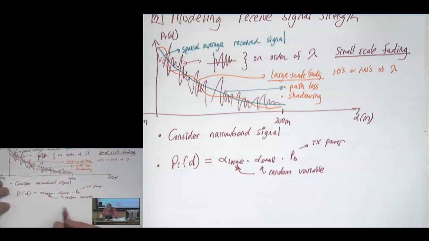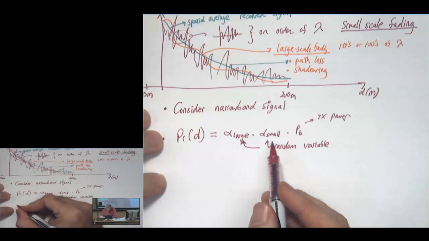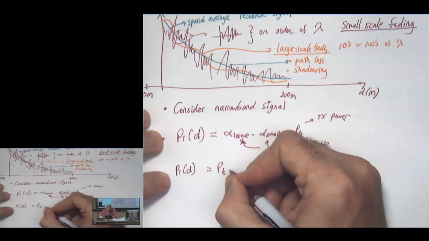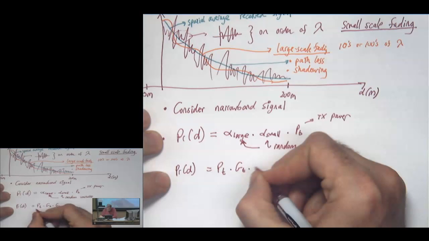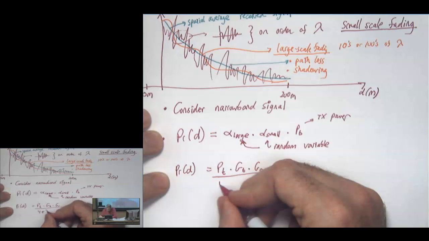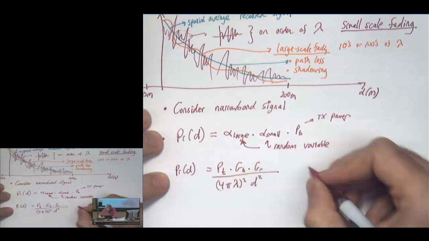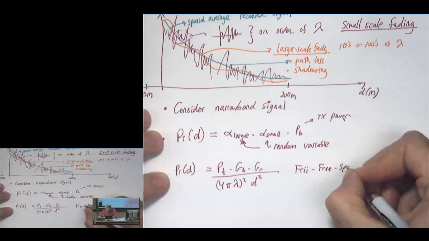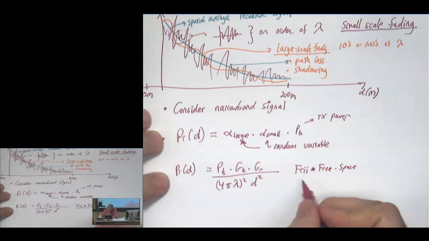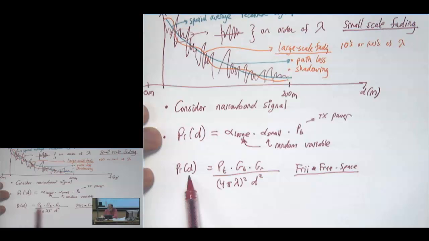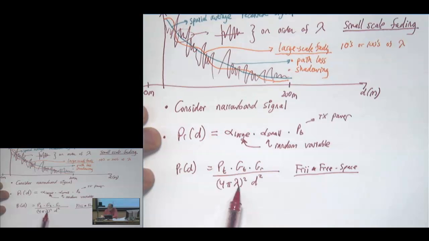So the very common way to write this would be to look at what's called the Friis free-space equation. So the received power is equal to the transmit power times the transmit gain times the receive gain divided by (4 pi over lambda) squared times d squared. That tells us that the received power is a function of distance. In free space, with no obstructions, it decays as the square of the distance. And this parameter right here is the wavelength.